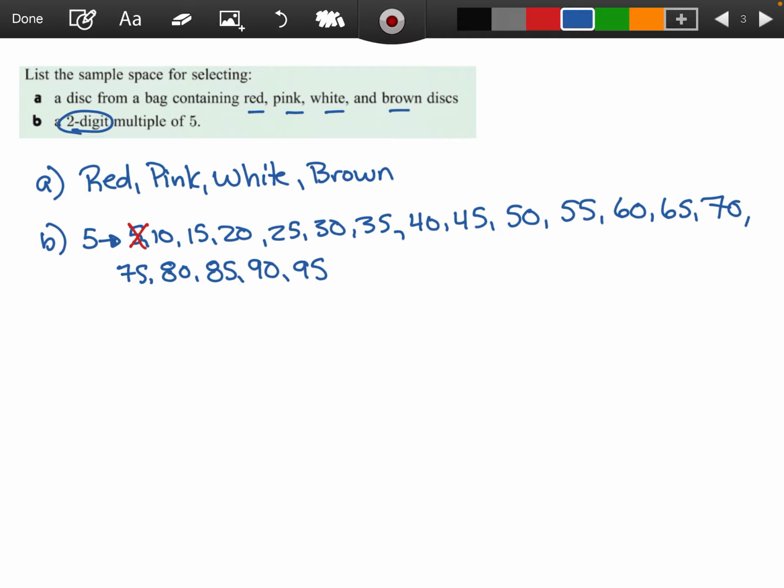All right, so a 2-digit multiple of 5, if we want to use the parentheses around these, is any number from 10 to 95 on our list here. So we've listed out all the sample space if you randomly ask someone to pick a 2-digit multiple of 5.